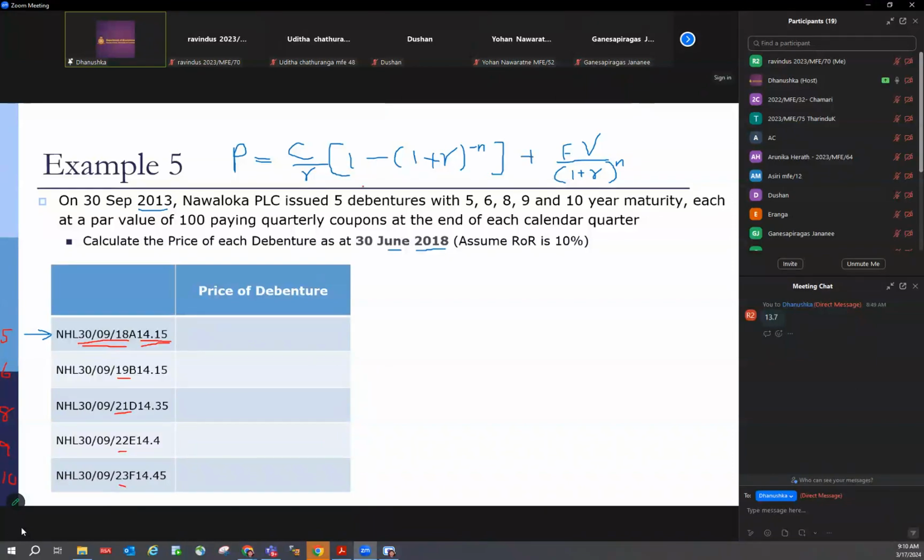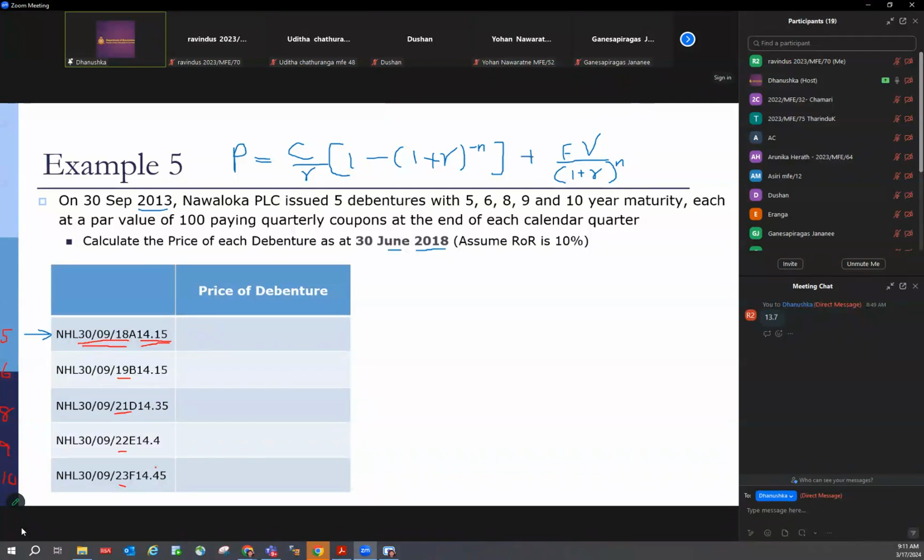Now, the thing is, today is 30th of June 2018. Today is not 30th of September 2030. At the time this debenture was issued, the 5-year debenture was actually at a coupon of 14.15, versus the 10-year debenture at a coupon of 14.45. This is apart from the sum, right? Don't think of the sum for a moment.